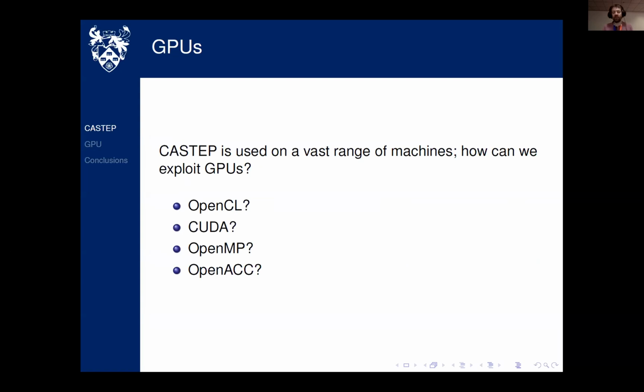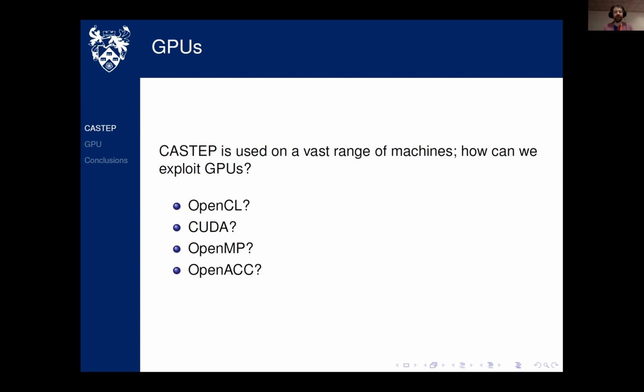So this has been working quite happily on a wide range of machines across the world, and we have many users. But when it comes to GPUs, the first thing is, of course, what's a GPU? But how do you exploit that? And I've picked 4 technologies that you might look at: OpenCL, CUDA, OpenMP, and OpenACC.